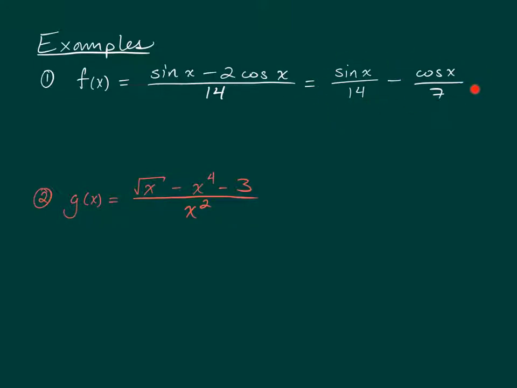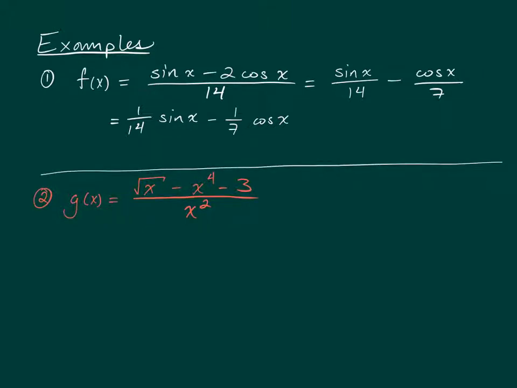But we still have a little more rewriting to do with these before we can actually find a derivative. So I want to rewrite this just a little bit differently as 1 over 14 sine of x minus 1 over 7 cosine of x. And this gives us the viewpoint now that these numbers, 1 over 14 and 1 over 7, are in fact constants. So now we can go ahead and find the derivative of this function, noting that these are constants.